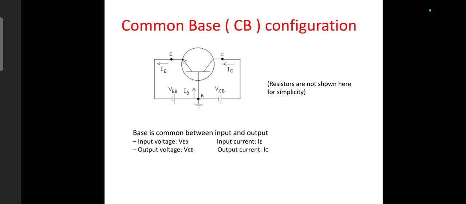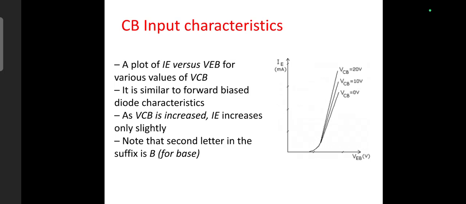Common base configuration. In the common base configuration, the base terminal is common to both the input and output circuits. The input is supplied between the base and emitter, while the output is taken between the collector and base. This configuration provides low input resistance and high output resistance. Although the current gain is less than 1, it offers good voltage gain. Because of its high frequency performance, the common base configuration is mainly used in communication circuits and radio frequency amplifiers.